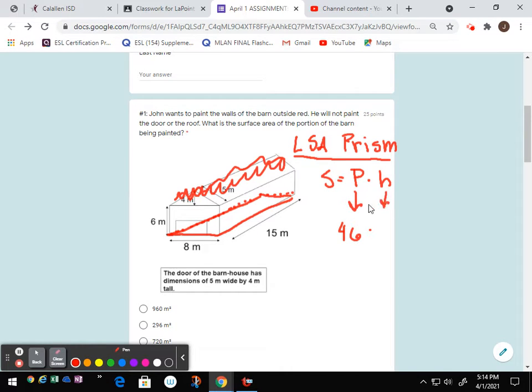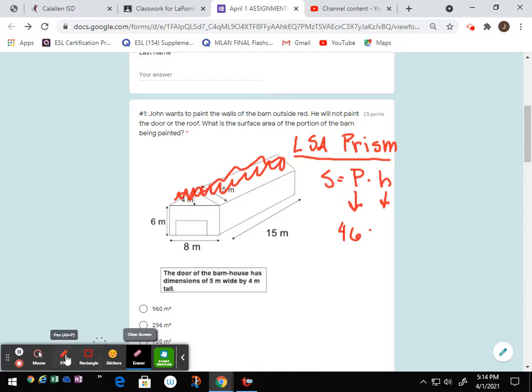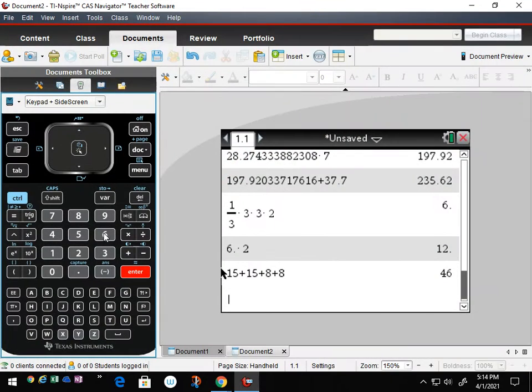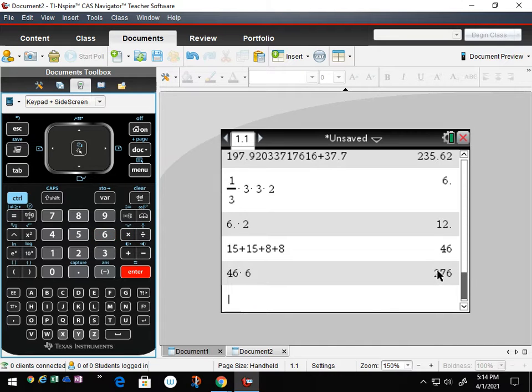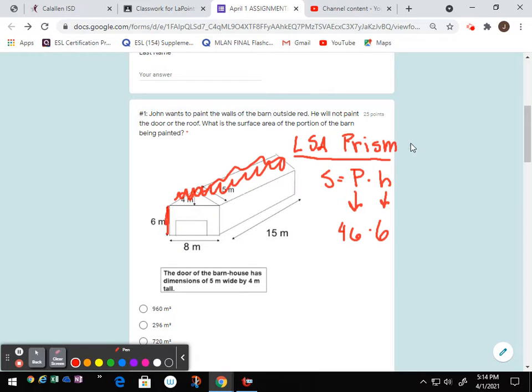Now we need to find the height of the 3D shape. If we're just looking at this rectangular prism, let me erase these lines to make it a little easier. We can see that the height of the rectangular prism is 6 feet tall. So we're going to do 46 times 6, which gives us 276. So the lateral surface area for this prism is 276 meters squared. We're finding the area, so our answers are squared.